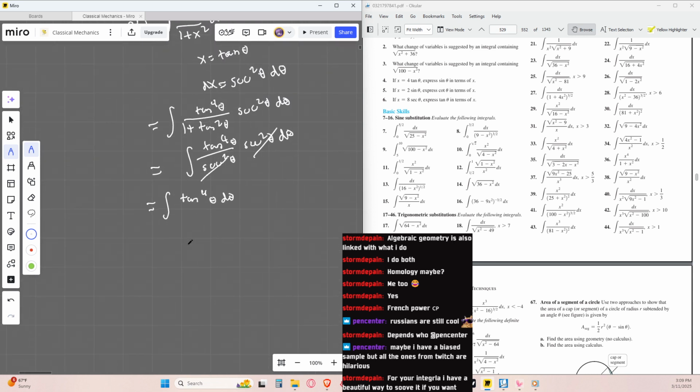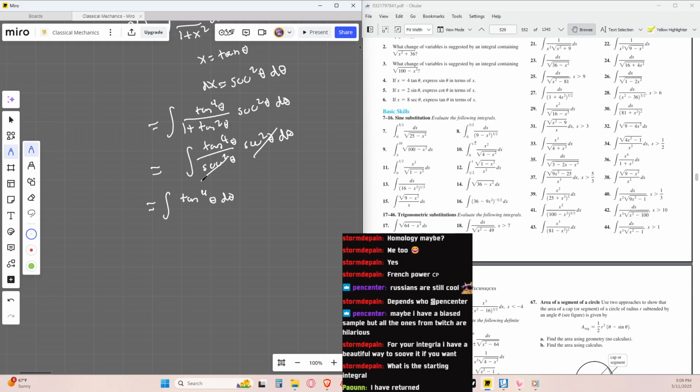Okay, so I thought we did a U substitution. I was like, no wait, we didn't do that. That's part of dx. Boom. So we are left with tangent to the fourth power.